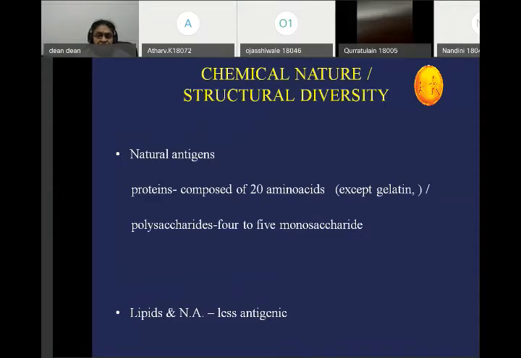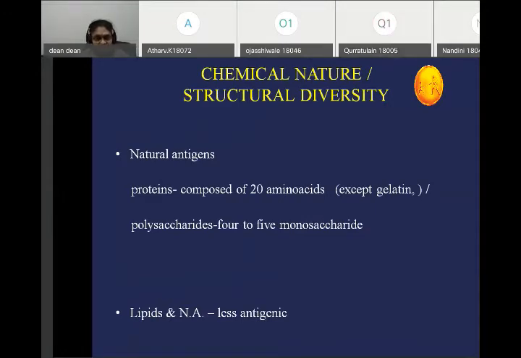Third is structural diversity or chemical nature. Most of the antigens are proteins. Proteins which have 20 amino acids are better antigens as compared to polysaccharides which have 4 to 5 monosaccharides. Exception to protein antigen is gelatin. Usually aromatic radical is essential for antigenicity. Lipids and nucleic acids are less antigenic as compared to proteins.